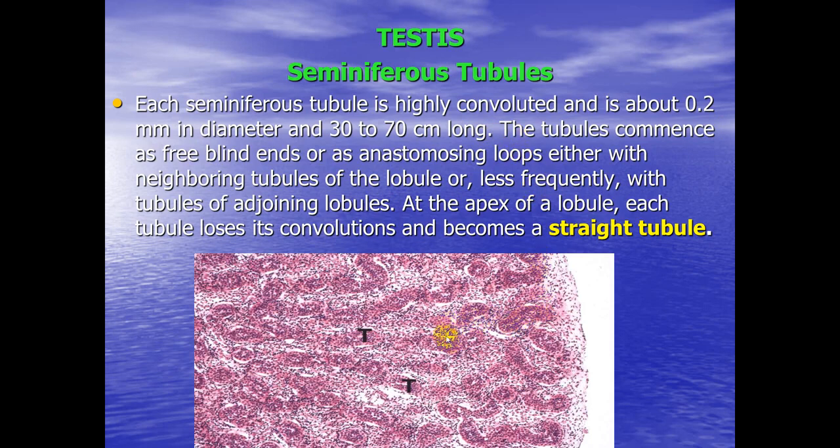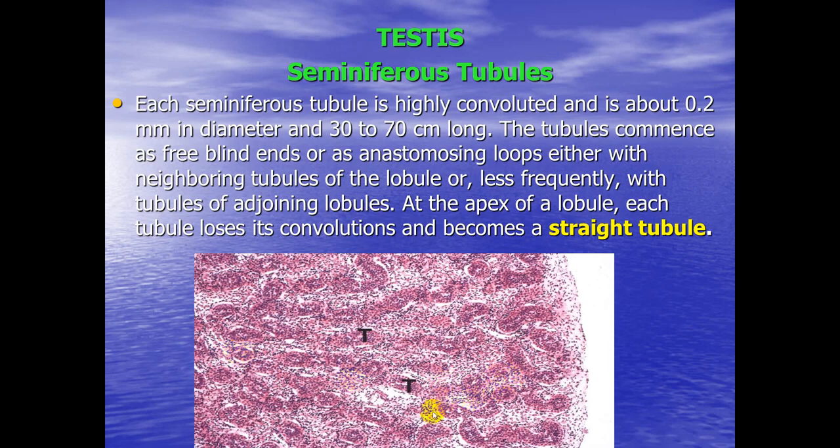These tubules can anastomose with one another, form loops, and sometimes anastomose even with the seminiferous tubules of the adjacent lobules, not only inside the concrete lobule, but also with the seminiferous tubules in the adjacent lobules. In the apical region of the pyramid, these highly convoluted tubules change into the straight tubules.